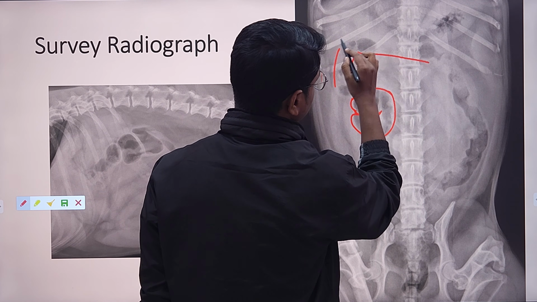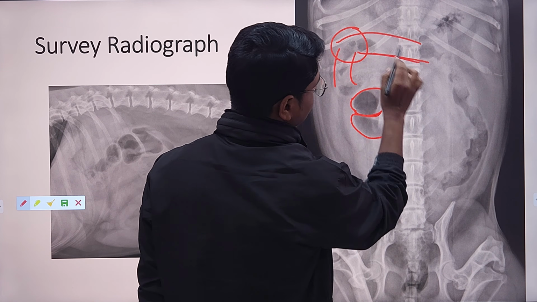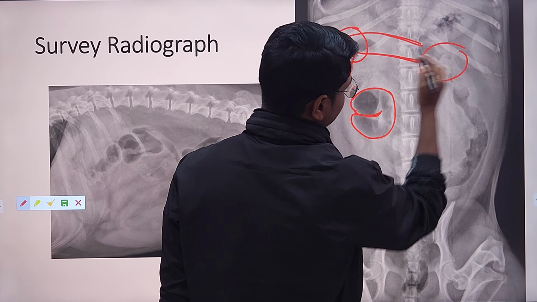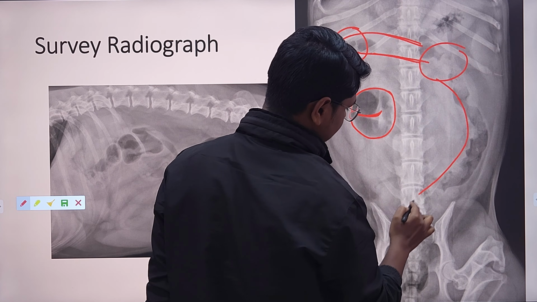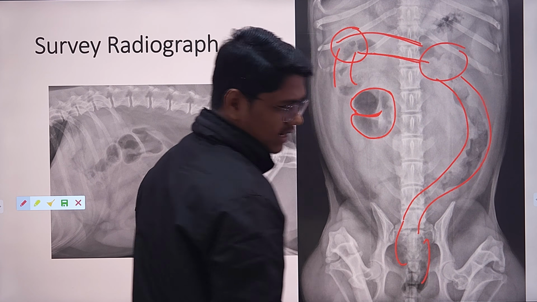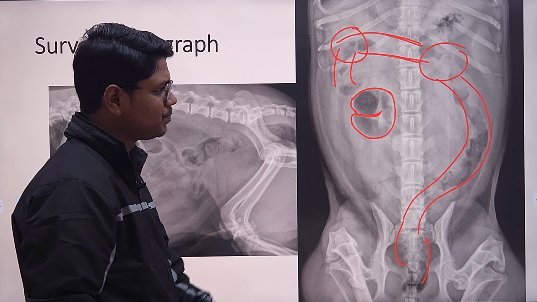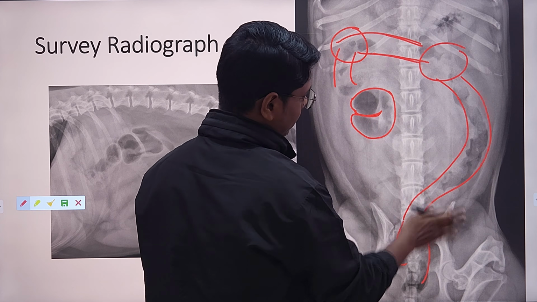Next, the right colonic flexure, then the transverse colon, left colonic flexure, then the descending colon, then the rectum, and the anal canal will not be visible radiographically. So this is the large intestine.